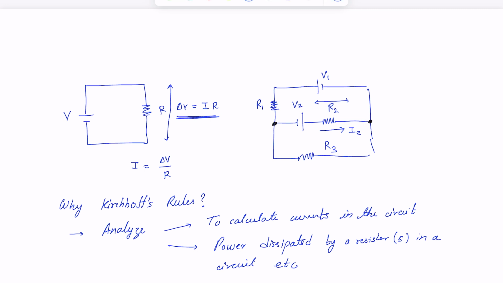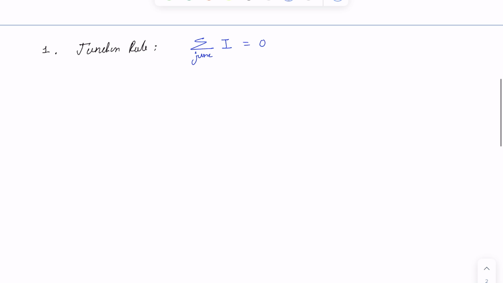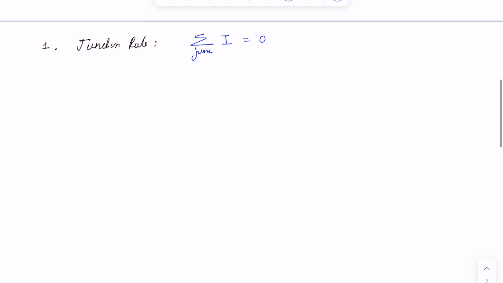So see, this little node, this is a junction, and this is a junction. So in a junction, if you add up all the currents, that will give you 0. Now if you have a junction like this, let's say this right here, right? So let's say this is current I1, this is current I2, this is current I3.